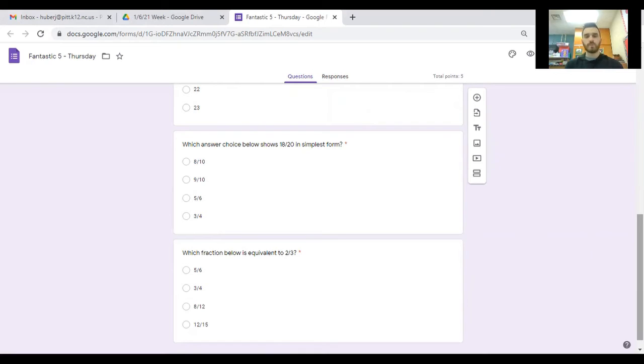So it says, which fraction below shows 18/20ths in simplest form? So if you remember yesterday, really there's 3 things you got to do here. Once we rewrite the fraction 18/20ths, first thing we're going to do is list the factors for the numerator and the denominator. Any numbers that we can multiply to get that numerator and denominator. That's step number 1. Step number 2 is then we were going to find that GCF.